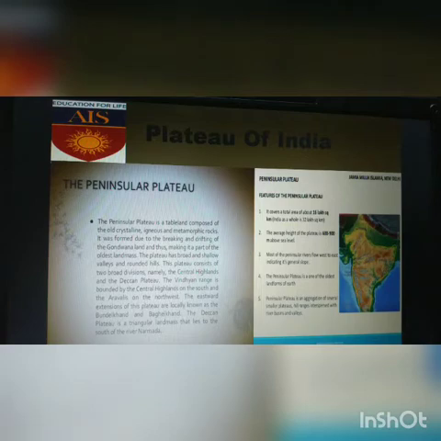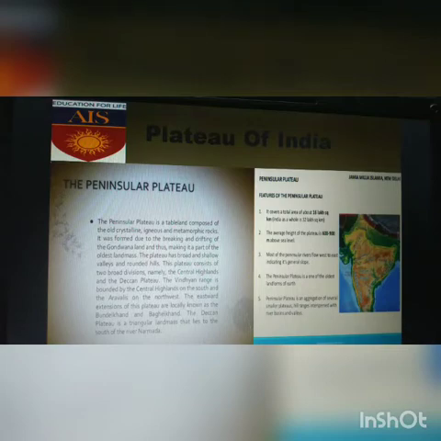These plateaus have some features. It covers a total area of about 16 lakh square kilometers. India as a whole is 32 lakh square kilometers. That means almost half of it. The average height of this plateau is 600 to 900 meters above the sea level. Most of the peninsular rivers flow west to east, indicating the general slope.